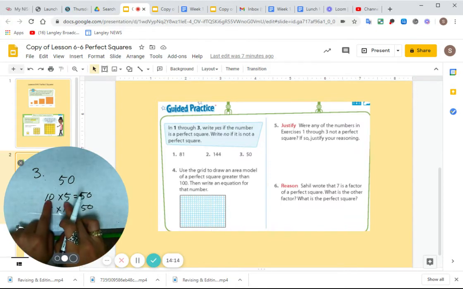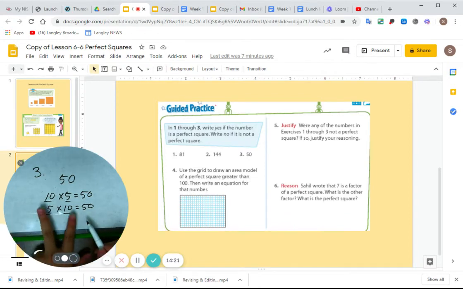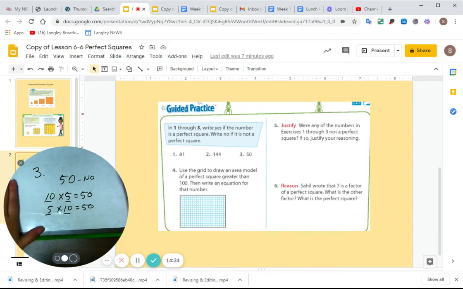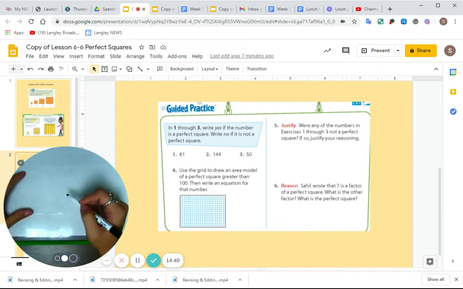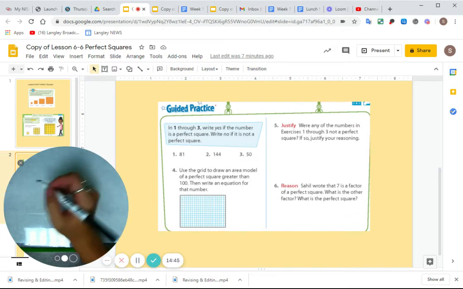No, it's not. Because these two factors are not the same. I have a 10 here and a 5 here. I have a 5 here and a 10 here. They are not the same number. They have to be the same number, like 5 times 5 or 10 times 10. So is 50 a perfect square? No. No, it is not. It is not a perfect square. Okay? So good. All right, and that 50 was not a perfect square because the factors were not the same.